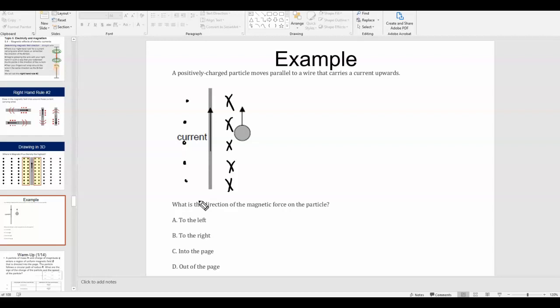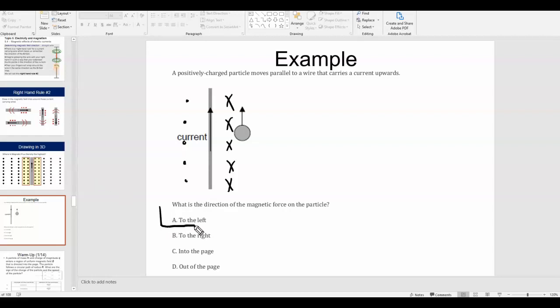Now that we know which way the field is going, we can employ right-hand rule number 1. We put our pointer finger in the direction of the particle's velocity, which in this case is up. Make sure your pointer finger is straight. You have your middle finger, which should point in the direction of the magnetic field, which in this case is going into the page. Your thumb should be pointed straight out. And if you do that correctly, you should find that the force is actually to the left. So the correct answer is actually A.